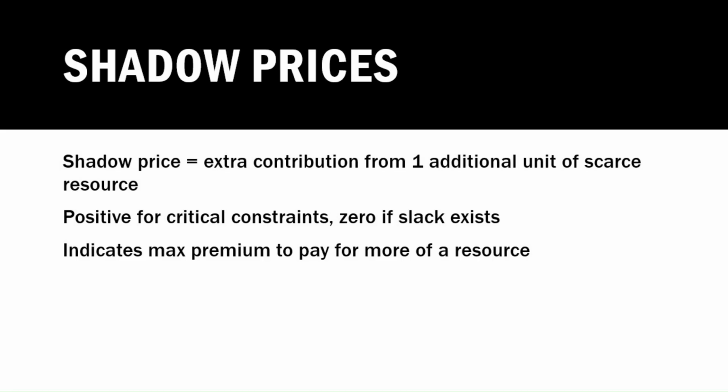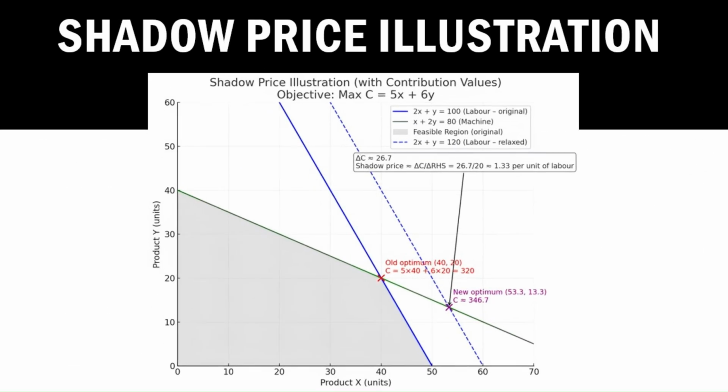Shadow prices. Shadow prices, also known as dual prices, show how much extra contribution could be earned if you had one more unit of a scarce resource. If a resource is critical, its shadow price will be positive. If a resource has slack, its shadow price will be zero because having more of it does not improve the solution. Shadow prices are important because they tell managers the maximum premium they should be willing to pay for extra resources such as overtime labor or rented machine time.